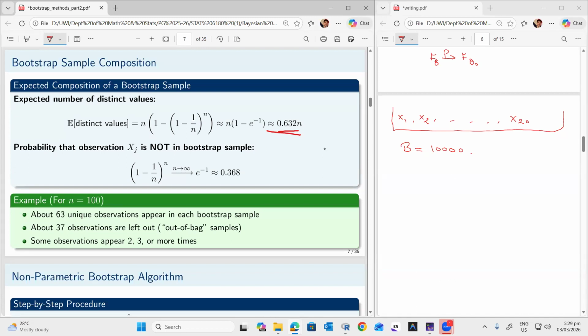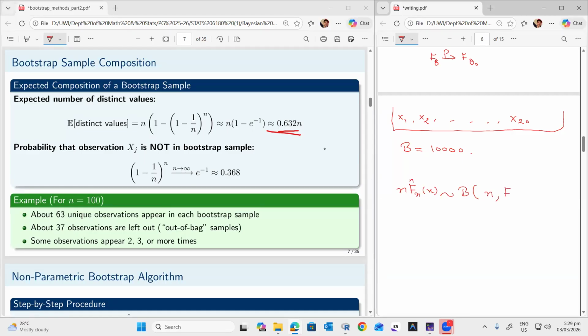If you remember in the previous class, I told you that n into f and cap x is following the binomial distribution with parameter n, and probability of success is f and x.